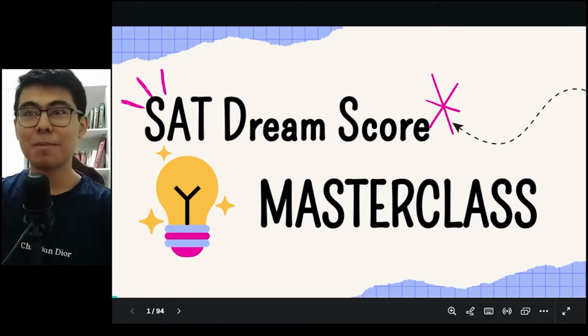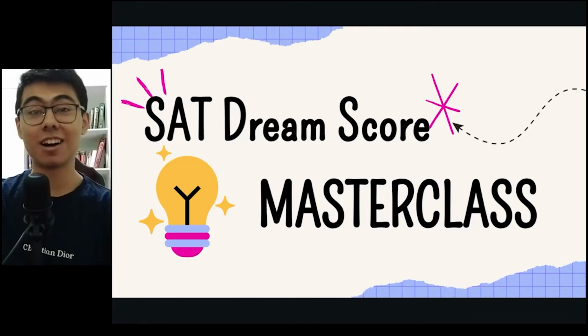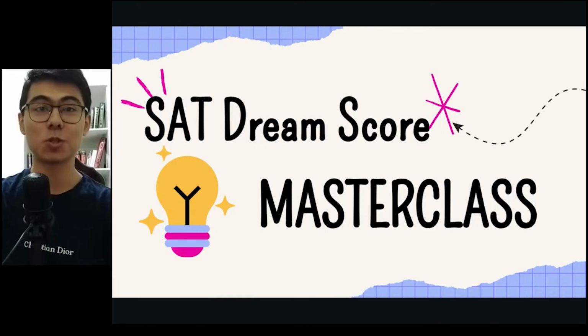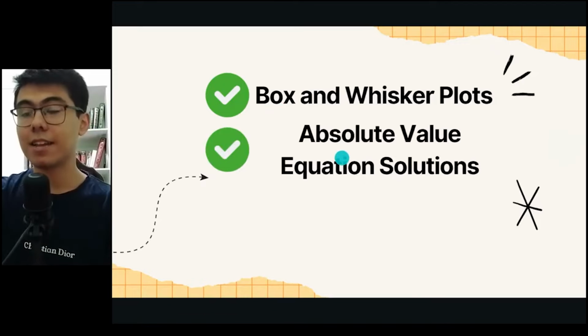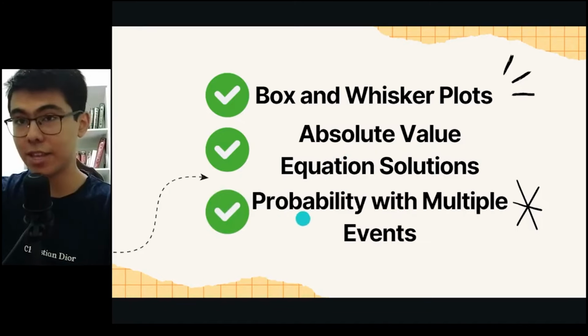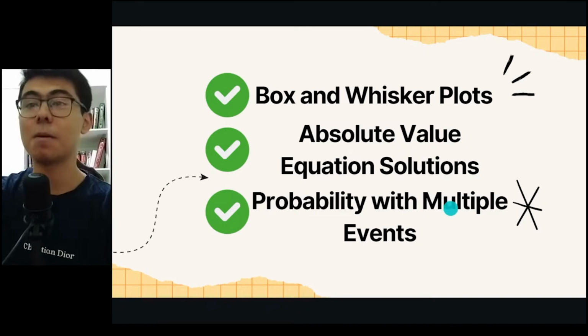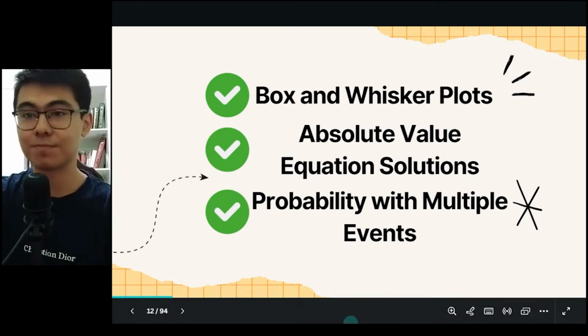So let's get started. I am beyond excited to kick off the SAT Dream Score Masterclass. I will be talking about box and whisker plots. Then I will be talking about absolute value equation solutions. And after that, probability with multiple events.